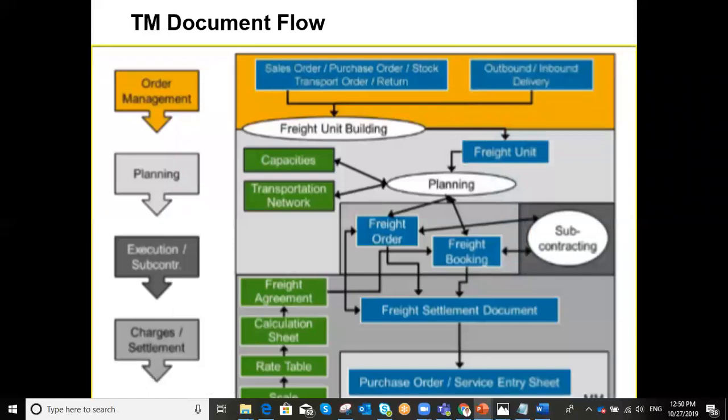So this is the normal TM document flow in a single roadmap-based slide. We have initiated our journey of the TM process from order management, then planning, then execution or subcontracting, and last is the charges calculation and settlement. The process flow is clear, team?